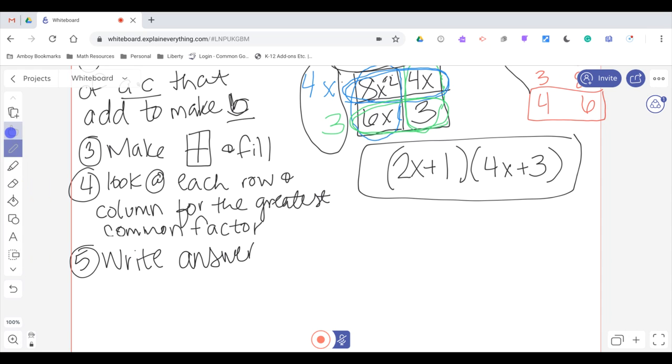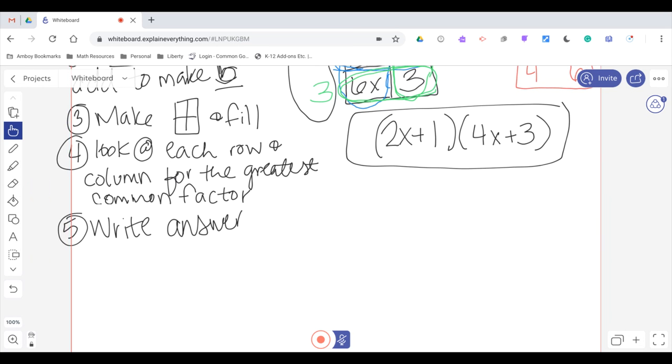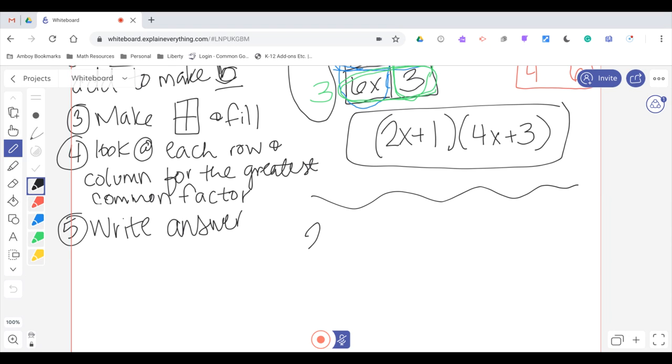Okay. Let's do one more example. Okay. One more example. This one's going to involve a negative. Okay. So I have 2x squared plus 5x minus 3.